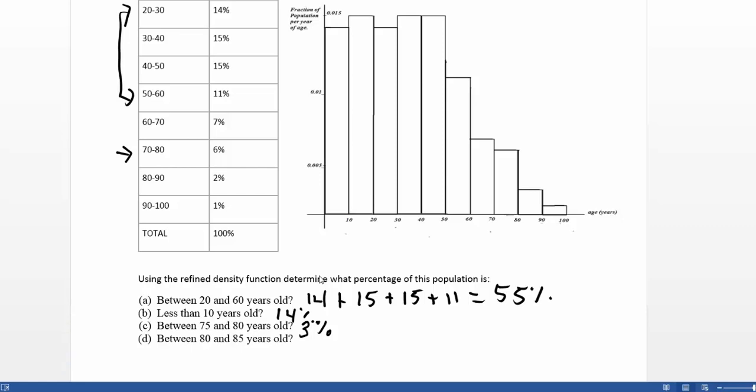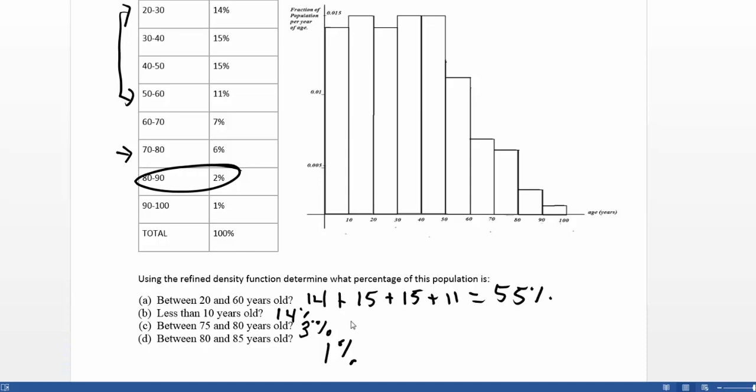And then finally, 80 to 85, we can see that 80 to 90 represents 2% of the population. So if we're interested in 80 to 85, that's 5 out of 10 years, or half. So we multiply our 2% by half, and we get 1%.